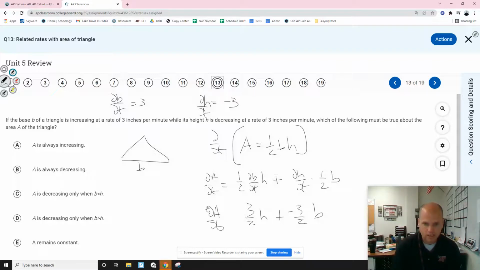dA/dt equals... All right, if h is bigger than b, dA/dt is going to be positive, so area is increasing. If b is bigger than h, this will be negative, dA/dt will be negative, so area is decreasing. A is decreasing only when b is bigger than h, just because I have these 3/2 and these 3/2. You could divide both sides by 3/2, and it's like h minus b. If b is bigger than h, it's negative.